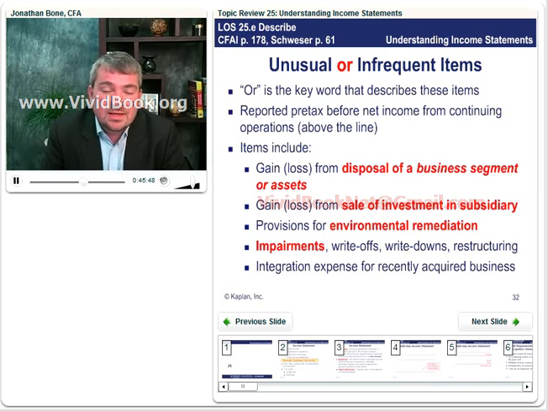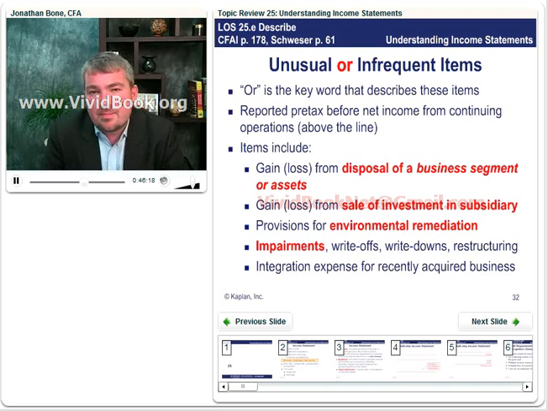And of course, all we're going to do is look at the proceeds when we sell the asset compared to the carrying value at the time of disposal, and the difference is the gain or loss. Likewise, we might look at the gain or loss when we sell the shares in a subsidiary. We've also got provision for environmental remediation. So if we've polluted the environment and we know we're going to be fined, that fine, that provision, the estimated fine, will be treated as an unusual or infrequent item.